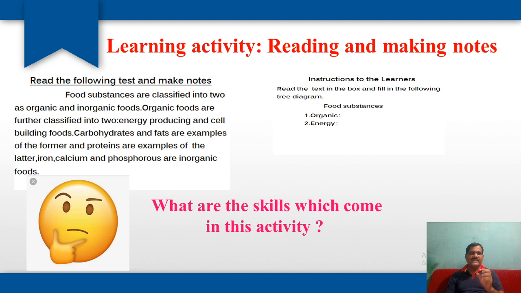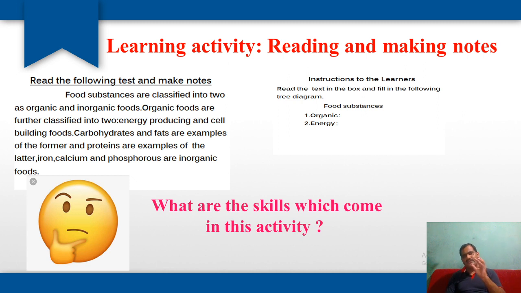So here the text is food substances are classified into two as organic and inorganic foods. Organic foods are further classified into two, that is energy producing and cell building foods. Carbohydrates and fats are examples of the former and proteins are example of the latter. Iron, calcium and phosphorus are inorganic foods.